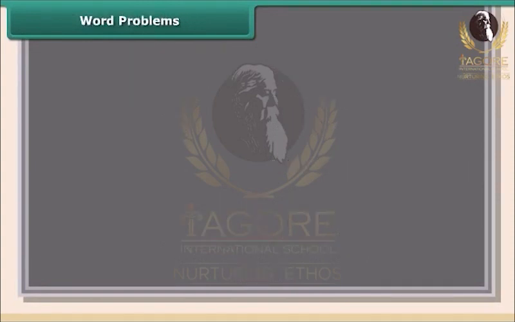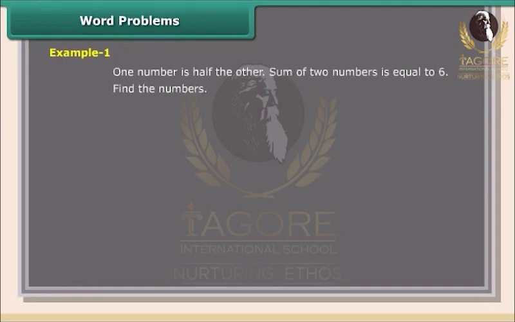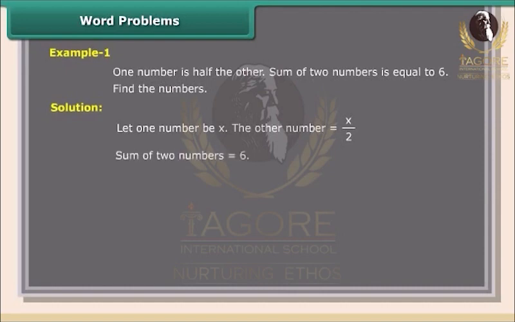Word problems. Example 1. One number is half the other. Sum of two numbers is equal to 6. Find the numbers. Solution. Let one number be x. The other number is equal to x/2. Sum of two numbers is equal to 6. Hence, x + x/2 = 6.